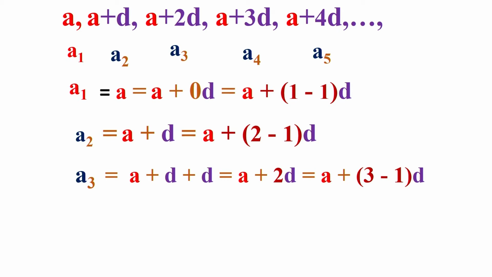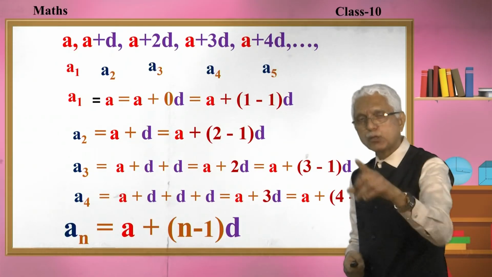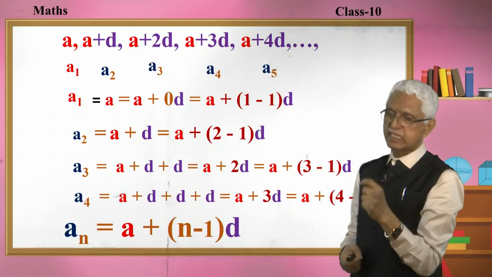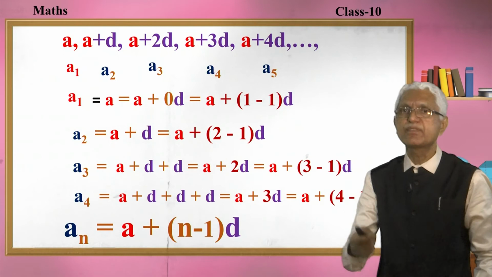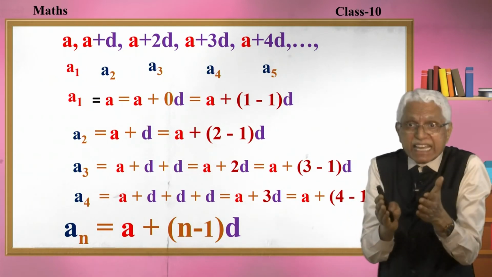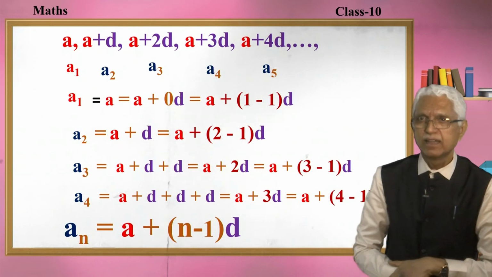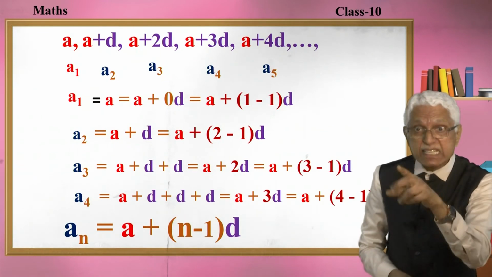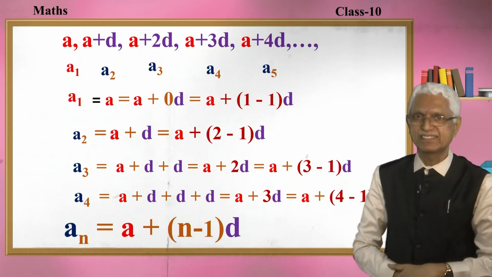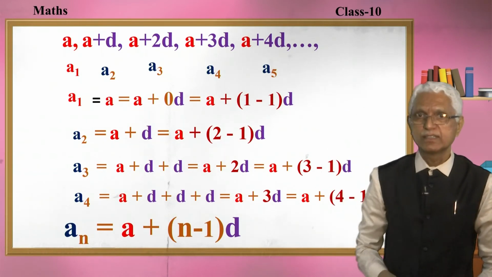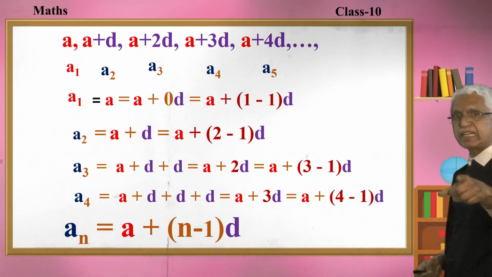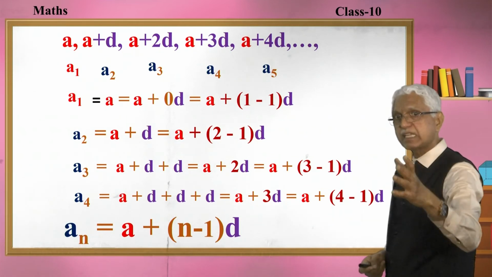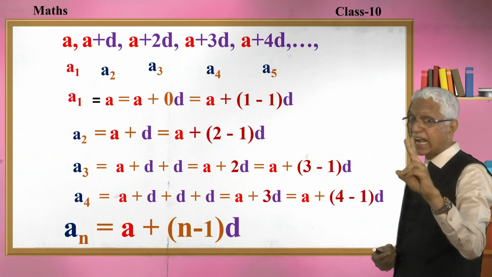Observe in the next step that 0 is written as 1 minus 1. Do you observe in the bracket there? A2. How do you get A2, the second term? First term plus the common difference. Which is the first term? A. What is the difference? D. A plus D. D is nothing but 1D, correct? That 1 is written as 2 minus 1. See the beauty of it. 0 was written as 1 minus 1. Correct? 1D. 1 is written as 2 minus 1. Take the second example. A3 is A, the first term, plus D, second term, plus D, third term. 2 times you are adding D to get the third term.